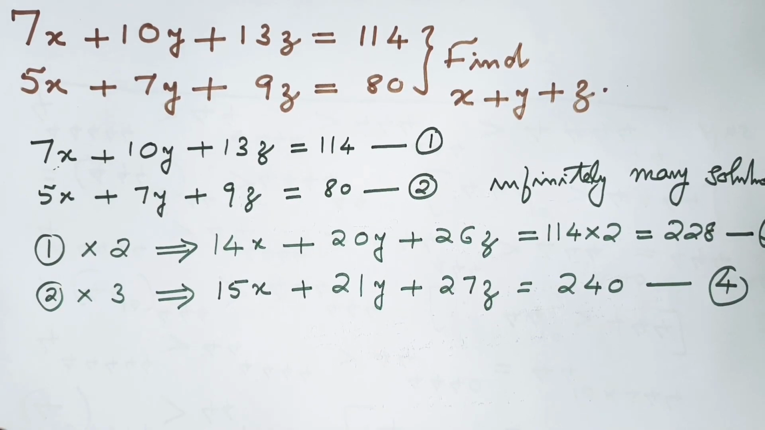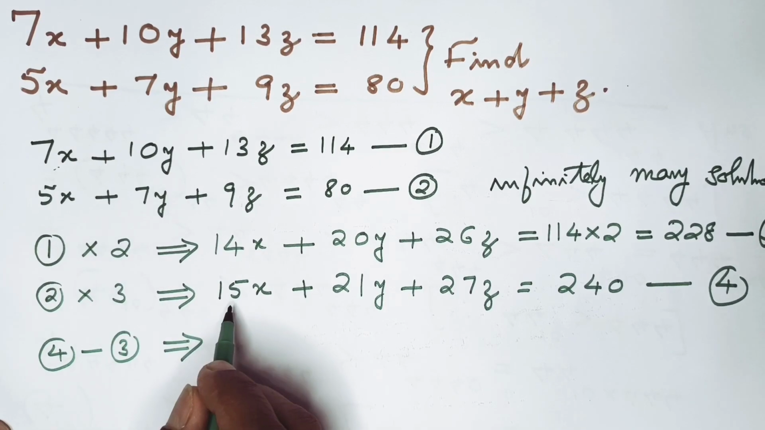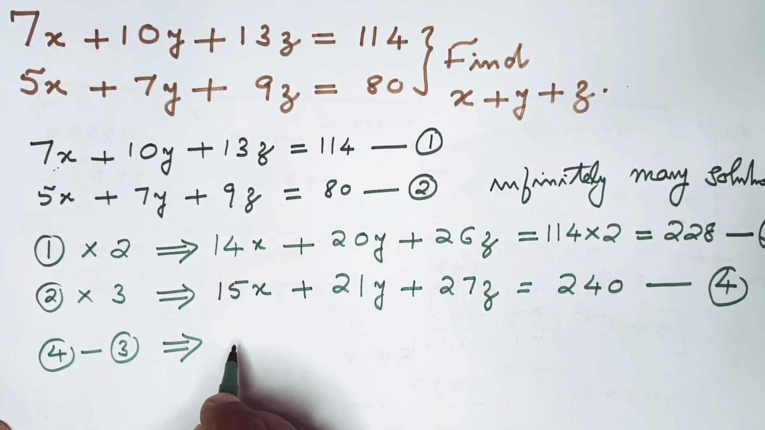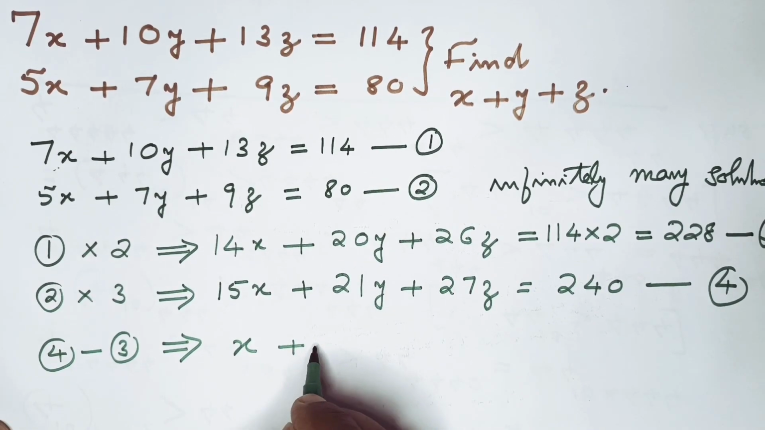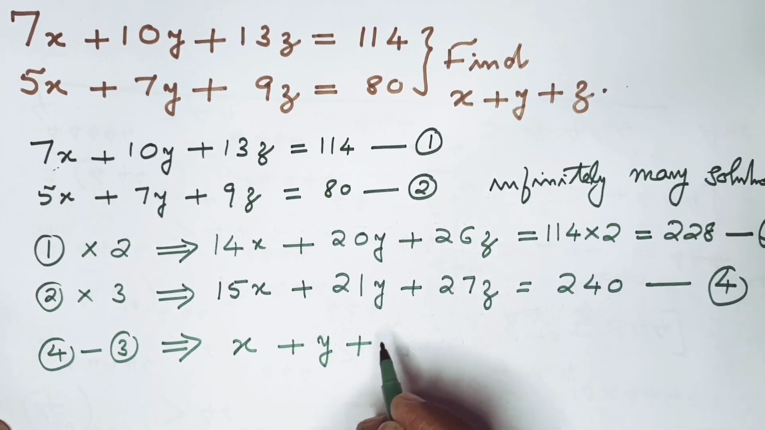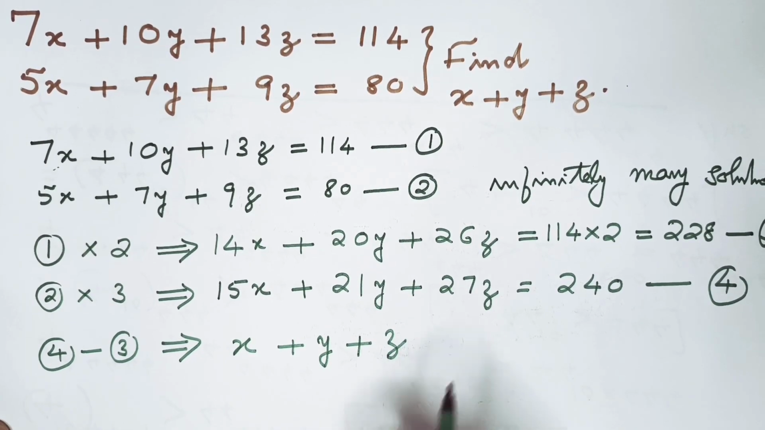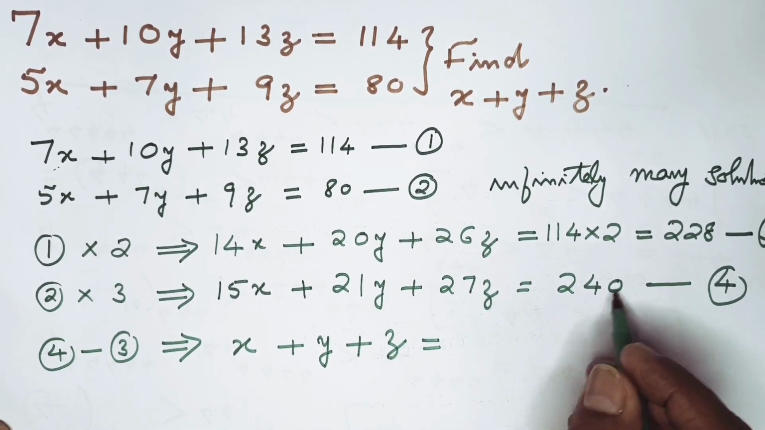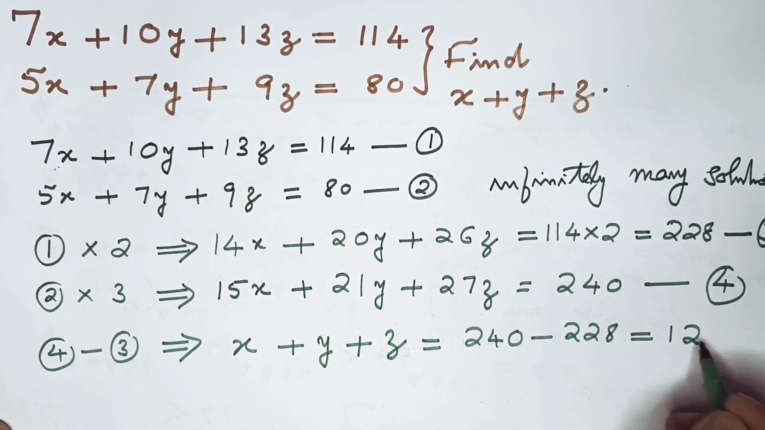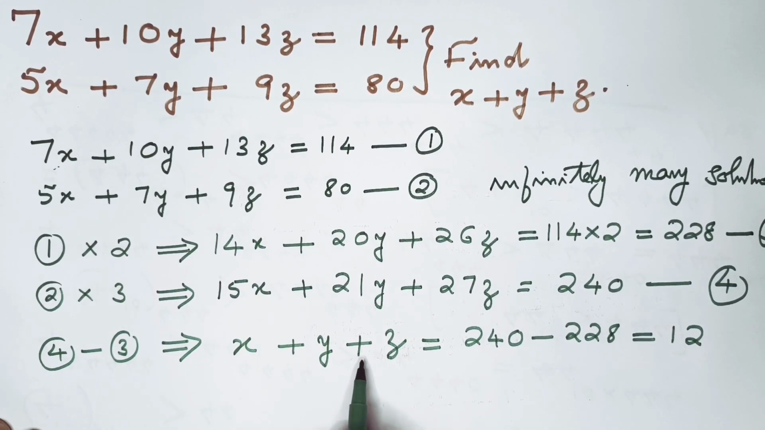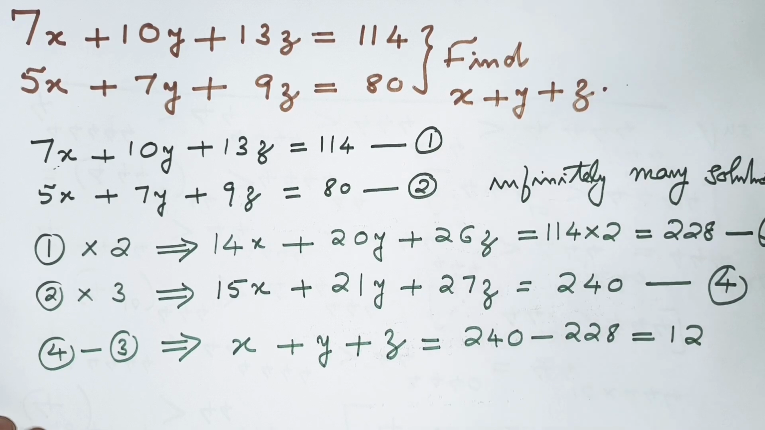Now do one thing. You subtract equation 3 from 4. See, 15x minus 4x is equal to x. 21y minus 20y equal to y. 27z minus 26z is equal to just z. And the right side, 240 minus 228, which is 12. So you got the value of x plus y plus z as 12. And that is the required thing. So the problem is over.